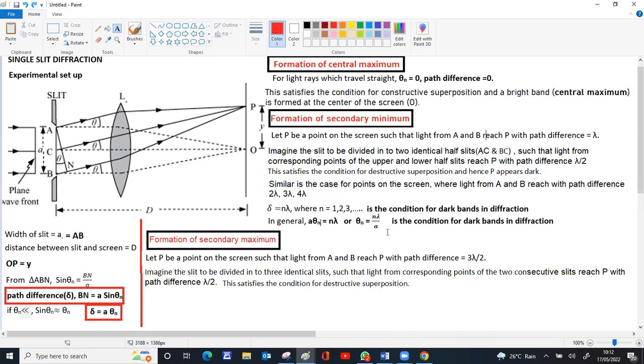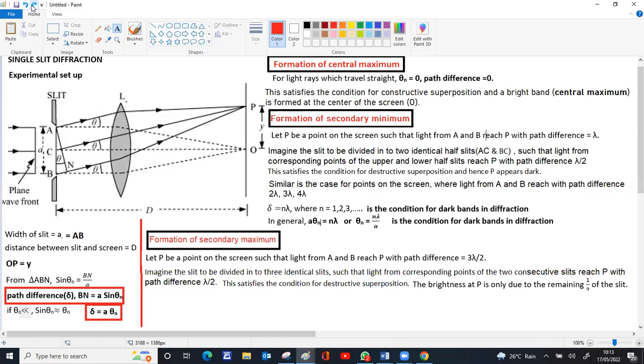So the total path difference between A and B, imagine to that point, is 3 lambda by 2. Since we need lambda by 2 path difference for cancellation, we imagine the whole slit divided into 3 sections. Out of 3 sections, 2 corresponding sections get cancelled off because of destructive superposition.